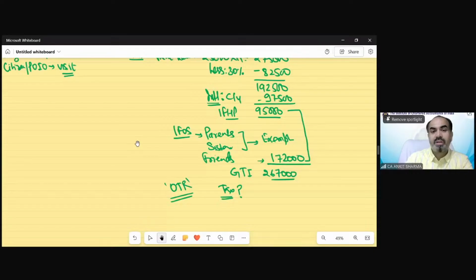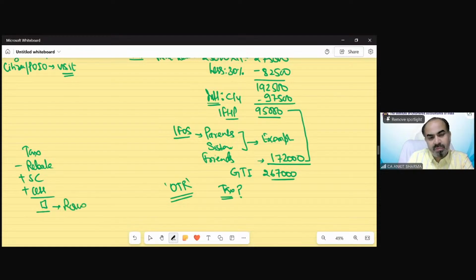I asked you to please calculate tax in this format: tax minus rebate plus surcharge plus cess, whatever it is, rounded off to a multiple of 10. I need this answer after rounding off to a multiple of 10. Ishan is saying nil because of rebate. Okay. Anu is saying rebate is not applicable because she is a non-resident. What about this, Ishan? Is rebate applicable for a non-resident?